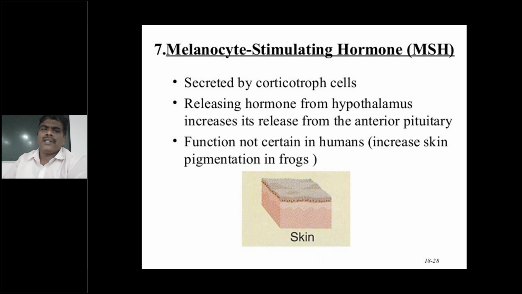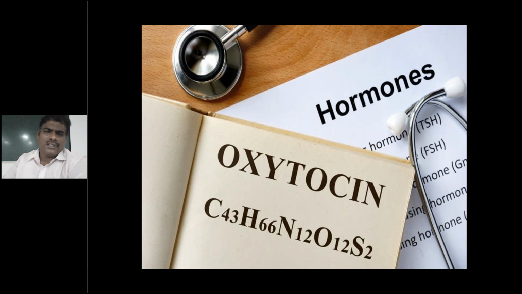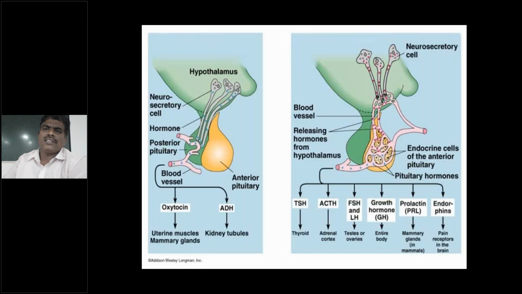Melanocyte stimulating hormones are secreted by the corticotrophic cells, released under the hypothalamus, and increased release from the anterior pituitary gland. Its function is not certain in humans, but especially in frogs it increases skin pigmentation. So these are the hormones released from the anterior pituitary gland.